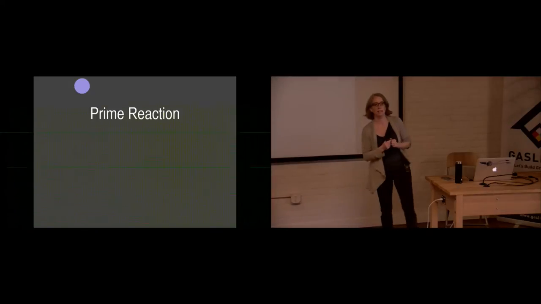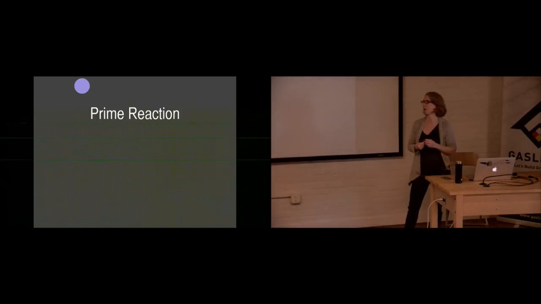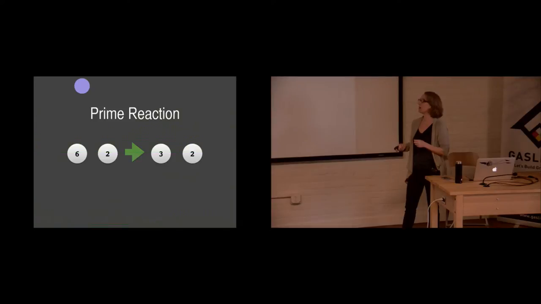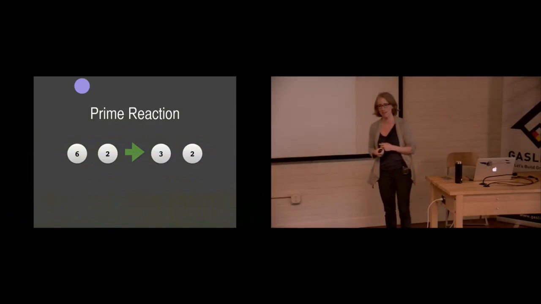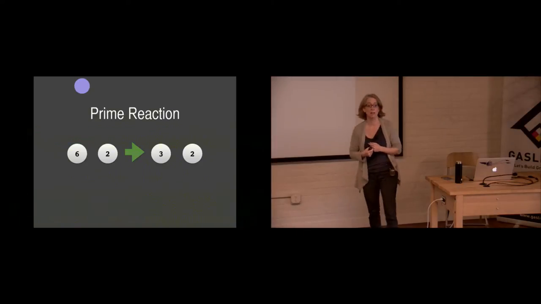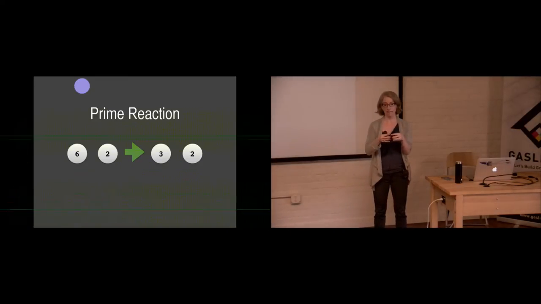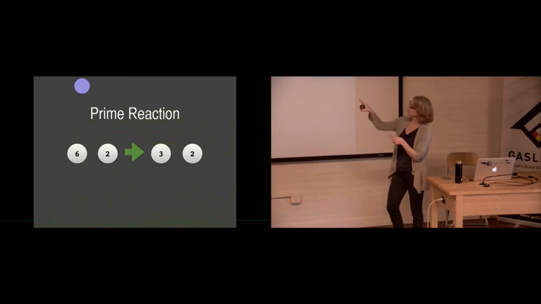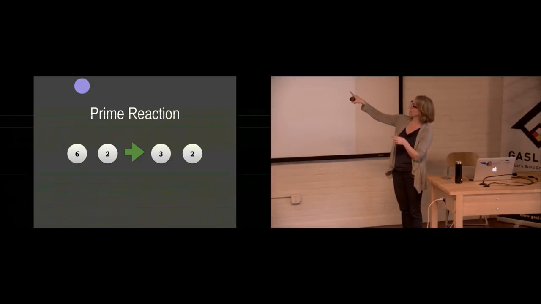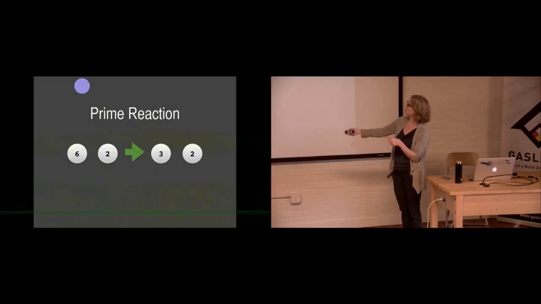So let's look at it modeled with chemical programming. How would this work? Well, the first thing you notice, there's balls with numbers on them. This is because we're going to model a molecule as a number, and it's going to have a reaction. So if you have a 6 molecule react with a 2 molecule, you're going to come up with a 3 molecule and a 2 molecule.